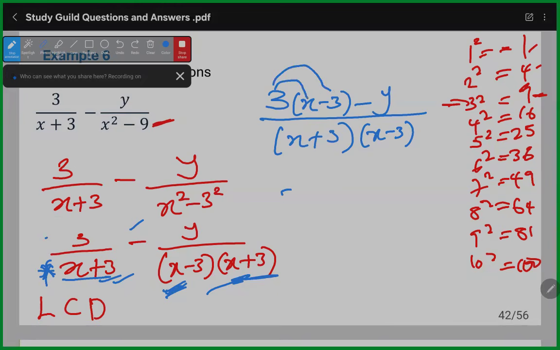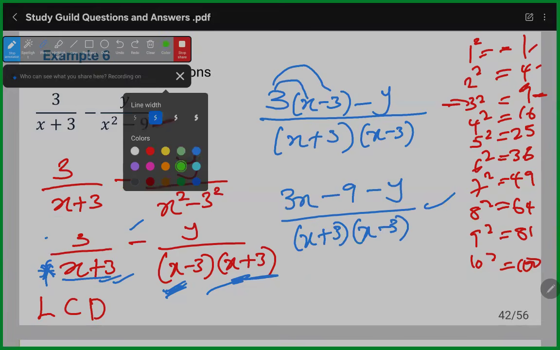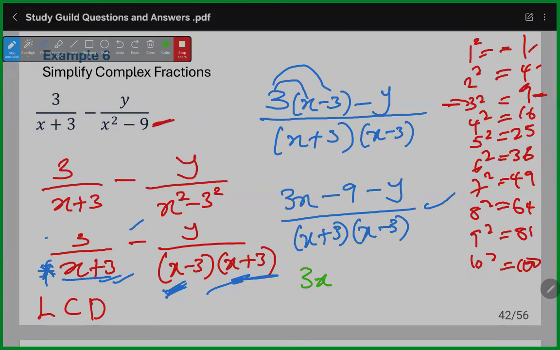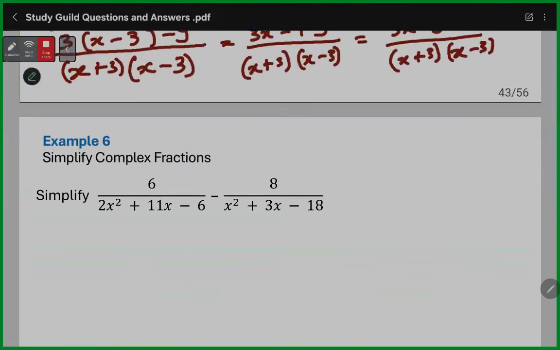So I have 3x minus 9 minus y out of x plus 3, x minus 3, which is your answer, or you can write it so that it looks neat. You say 3x minus y minus 9 equals x plus 3, x minus 3. And that's it. So that's how to solve this question. Okay? We already solved it here. So I just explained it.